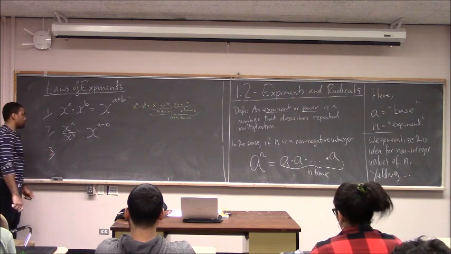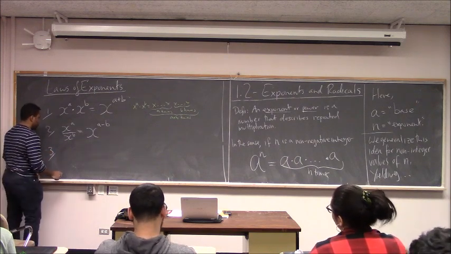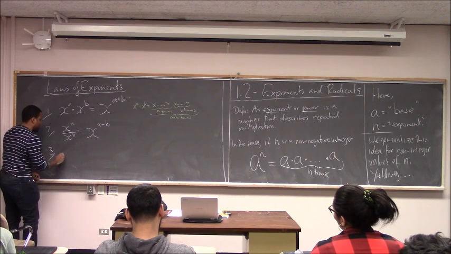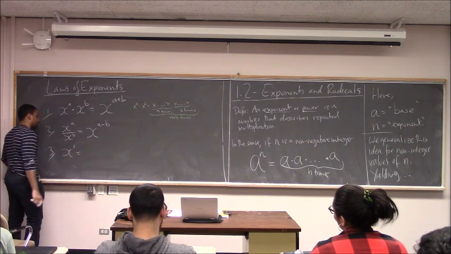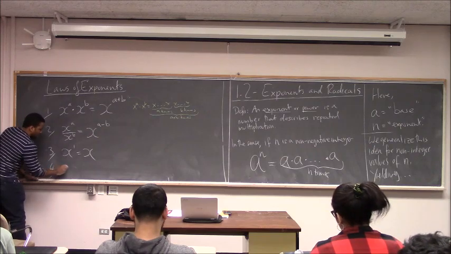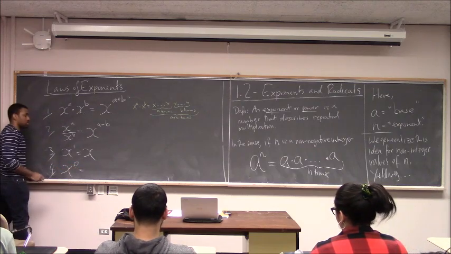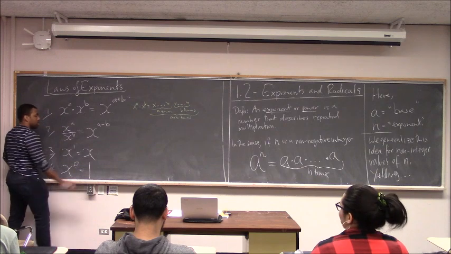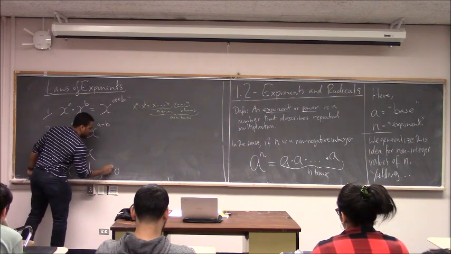3. Let's get some easy ones out of the way. x to the 1 equals x. Next, 4. x to the 0 equals 1, right? As long as your x itself is not 0.